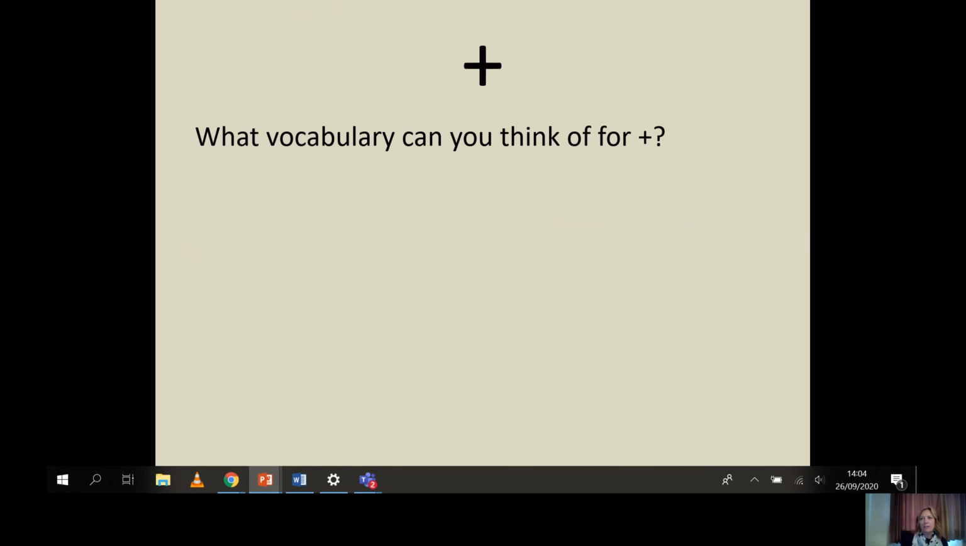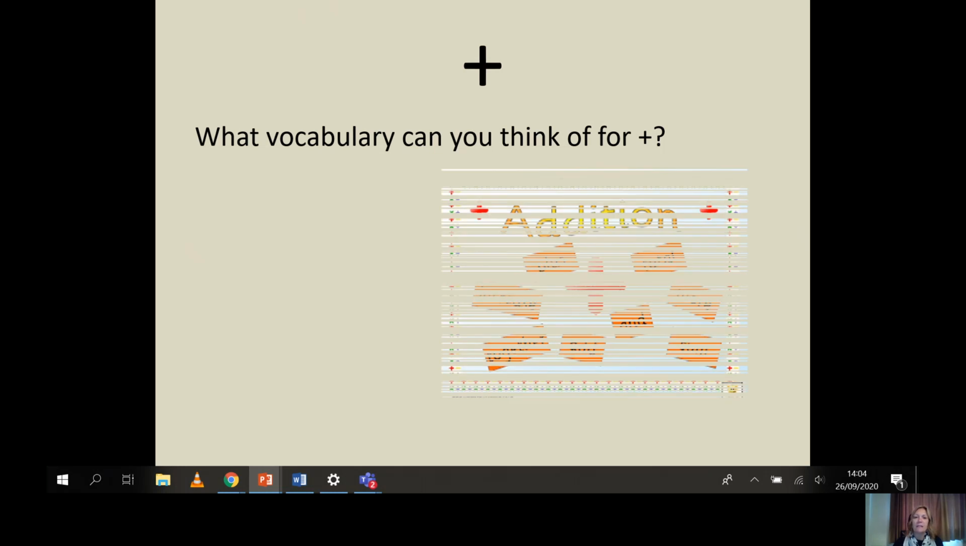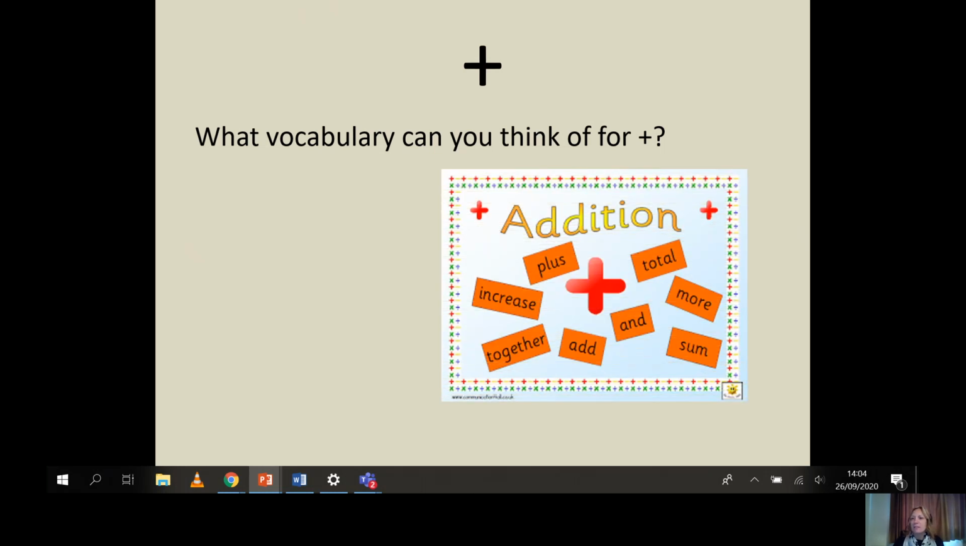Okay then, moving on to addition. What vocabulary can you think of when you think of add? Vocabulary is just other words. So what words do you think of when you think of add? Here's a nice picture to give you some ideas. Starting at the top and working around, we've got total, more, sum, and, add, together, increase, plus.